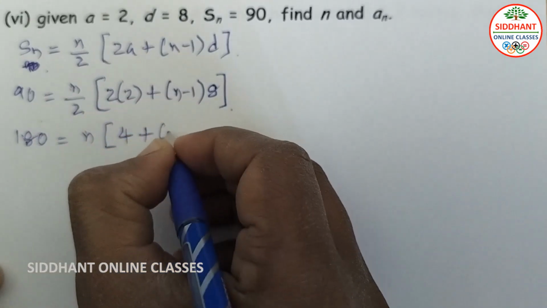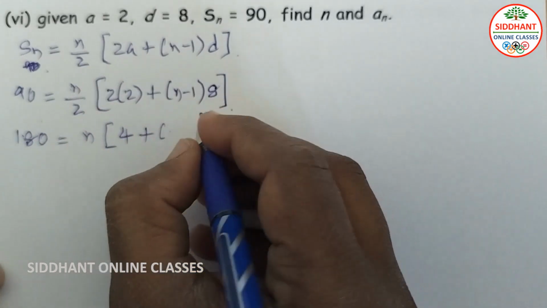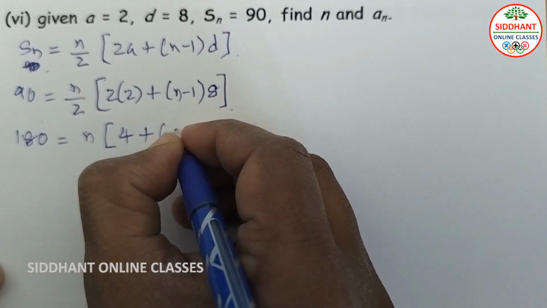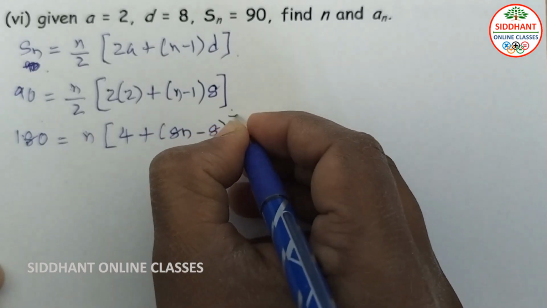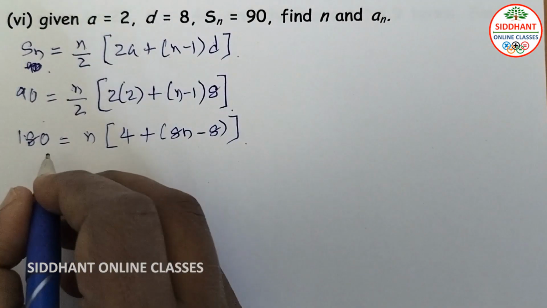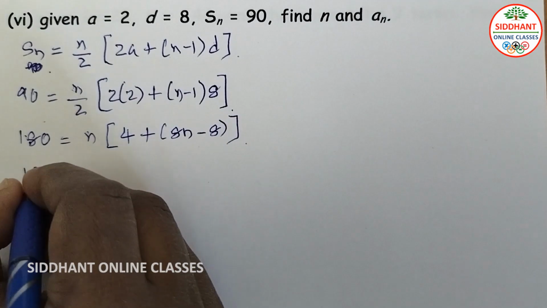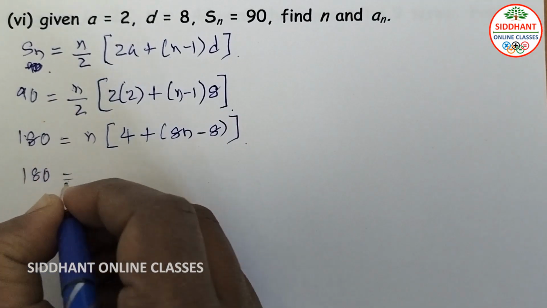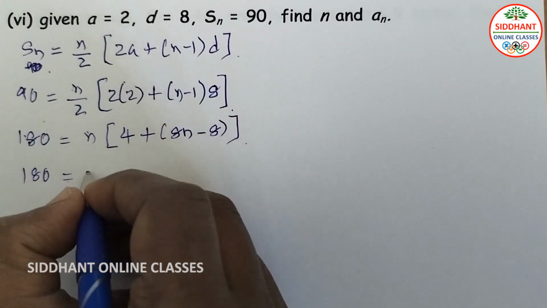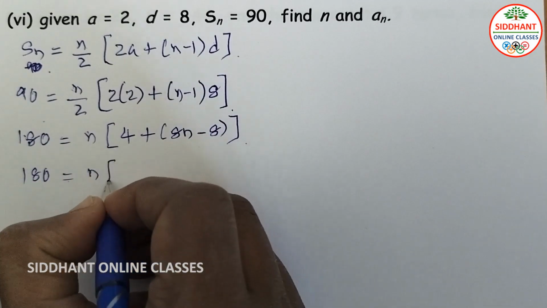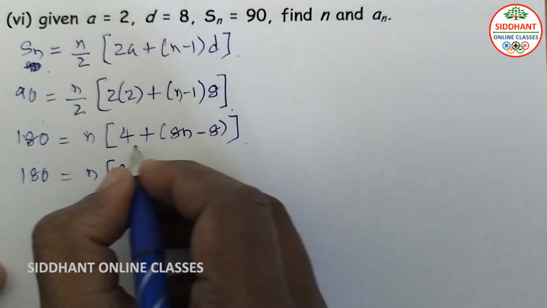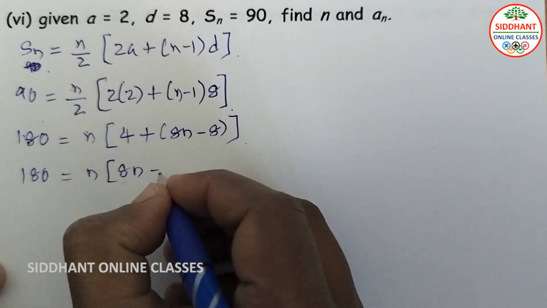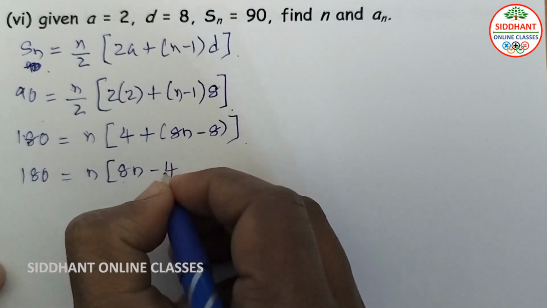plus n minus 1 into 8. That means 8n minus 8 here. So now 180 equals n into 8n minus 8 plus 4, which will be minus 4 here.